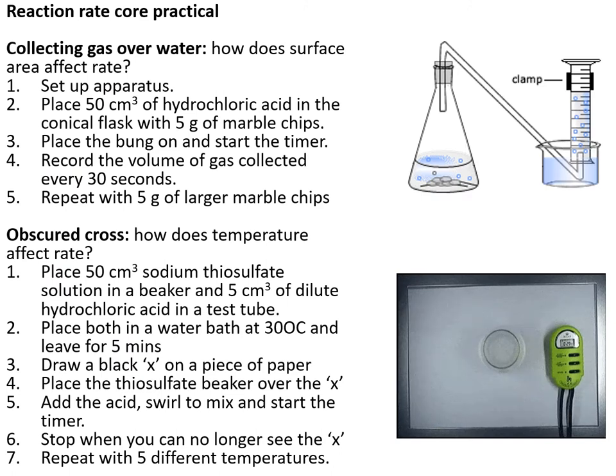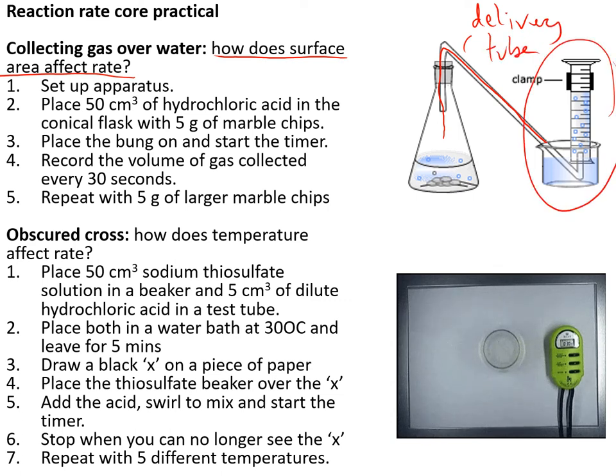We did a core practical to look at this. There were two parts to it. The first part was to look at how surface area affects the rate of a reaction. We set up the apparatus and it was something like this. This apparatus uses gas bubbling through this tube, which is called a delivery tube. The gas passes through the delivery tube and is bubbled into this upturned measuring cylinder full of water. This is called collecting gas over water.